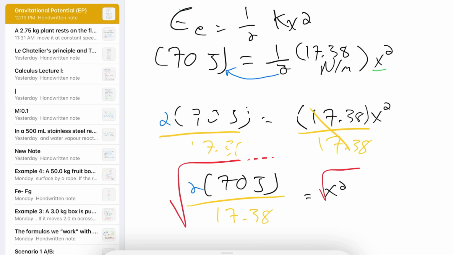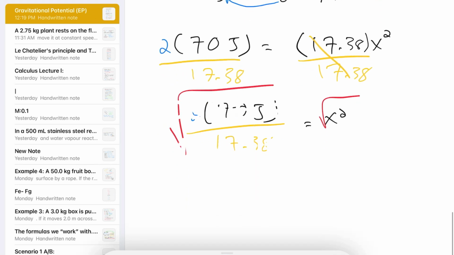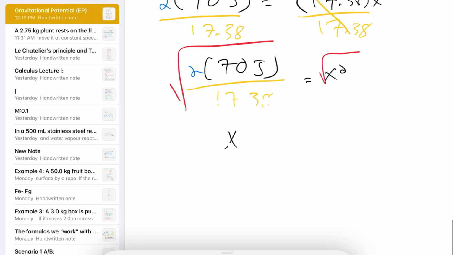And when we plug that into our calculator, we end up getting a value of about, and make sure to put all brackets in here when you do this, we end up getting a stretch, or an x, of about 2.8, if we're going to do 3 digits, 2.84 meters.